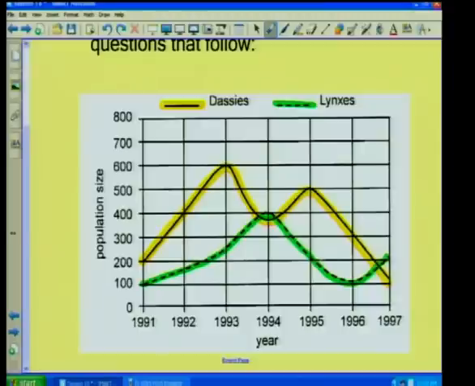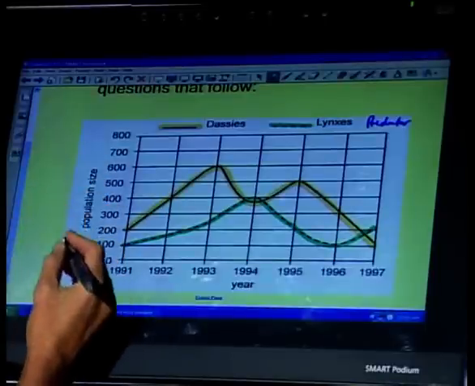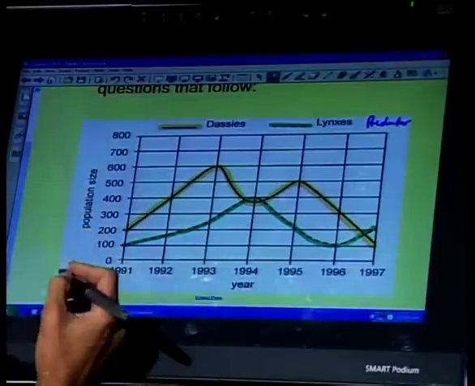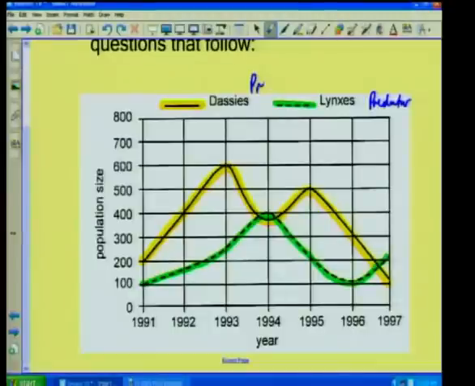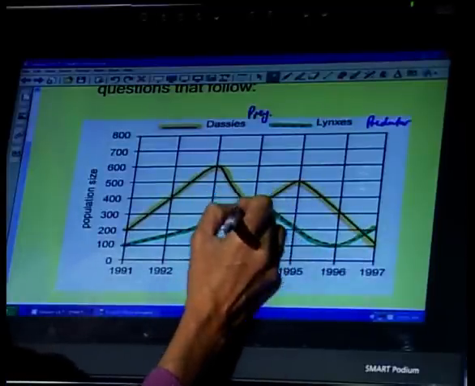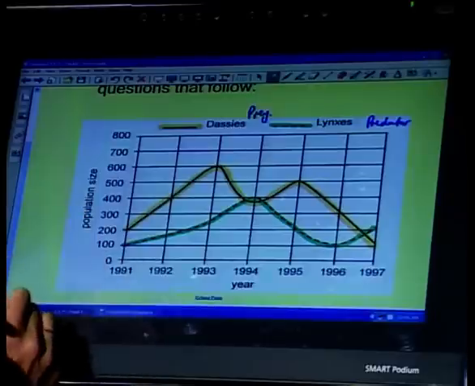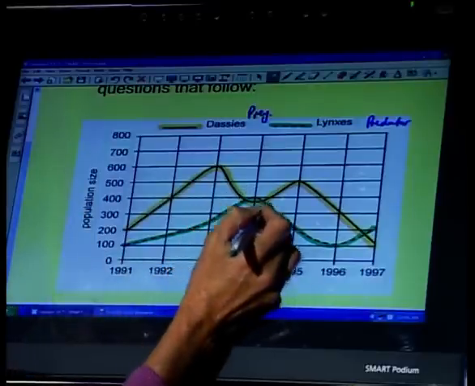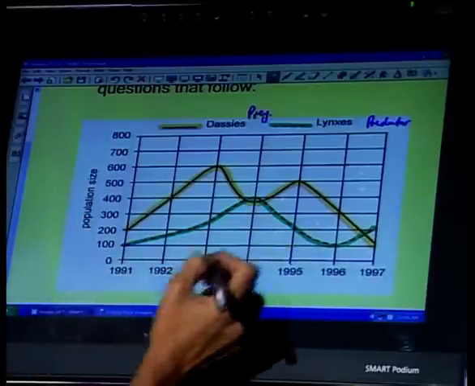Now you can clearly see that your lynx is your predator. And look at what I'm doing here. I'm writing on my graph before I've even looked at the questions. That's my predator, this is my prey, okay? Prey numbers are always more than the predator, except here there's a little bit of an overlap, which is a big mess. And then it comes up. So this is going to create huge issues within the environment. Okay. And major starvation and decrease in population size of the lynxes.